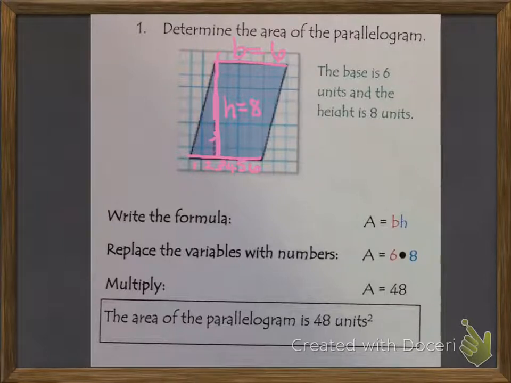We're going to replace the variables. So we don't know the area, that's what we're looking for. Our base is 6, so instead of the B, we placed a 6. And our height is 8, so instead of the H, we put an 8. 6 times 8 is 48, so our area equals 48. Because it's area, we would write it area is 48 units squared, where we have our squared up top.